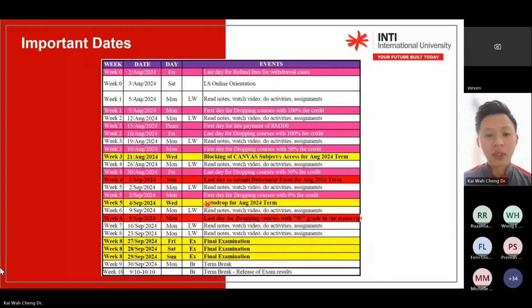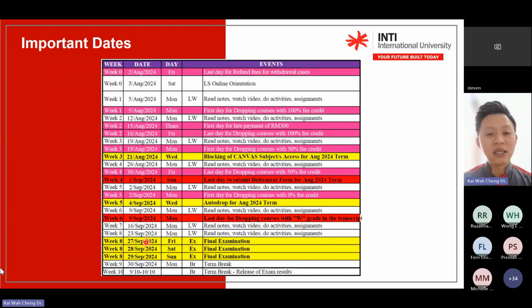And this is another important date, last day for dropping courses with W grades. So what does W grade mean? It means when you are approaching the end of the modular term but you still want to amend your enrollment records, for the dropped course there will be a W grade in the transcript, which I think is not nice for your academic records. So please avoid doing it when you are approaching the end of the modular term.